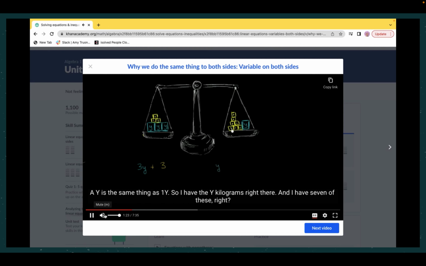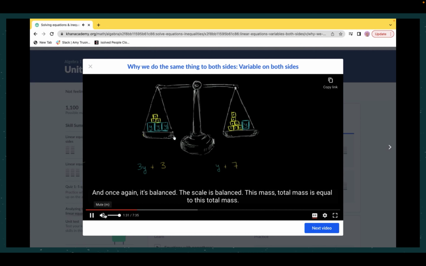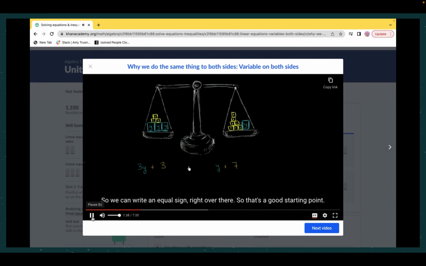And then I have 7 of these, right? 1, 2, 3, 4, 5, 6, 7. Yep, 7 of these. So I have y plus 7 kilograms on the right-hand side. And once again, it's balanced. The scale is balanced. This total mass is equal to this total mass. So we can write an equal sign right over there. So that's a good starting point.